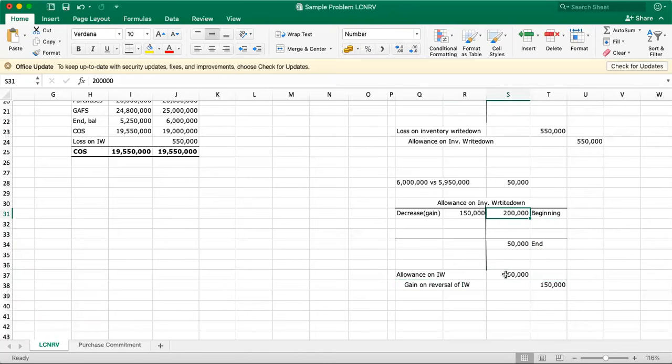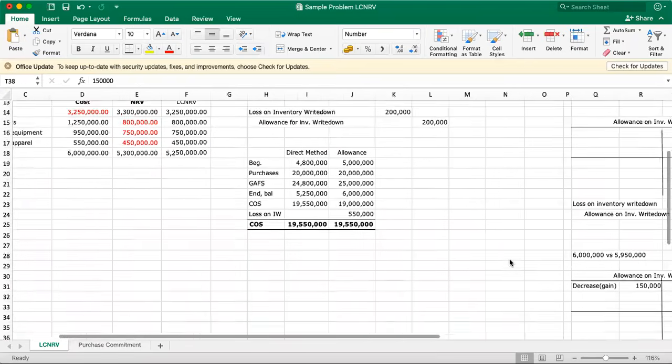So limited lang siya sa allowance sa imong na-record previously. So kung 300,000 ang gain, dili dapat 300,000, up to 200,000 ra siya. So just take note of that.